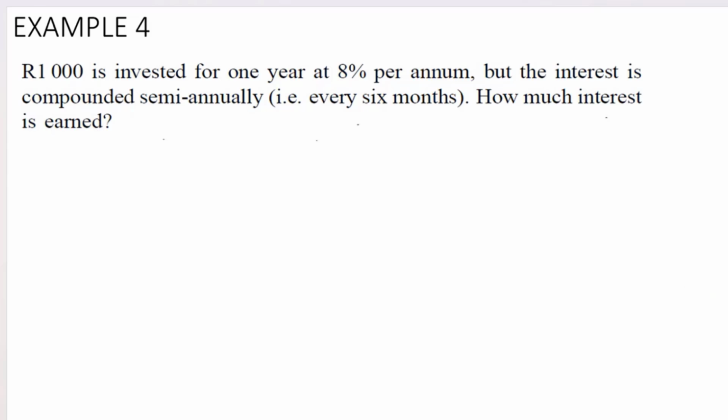1,000 is invested, so now you've got your P is equal to 1,000. It is invested for 1 year, so your time is equal to 1, at 8% per annum. So your interest rate is equal to 0.08. But the interest is compounded semi-annually. Remember, semi-annually means it is compounding twice per year. So your M is equal to 2. How much interest is earned? So you need to find your I.